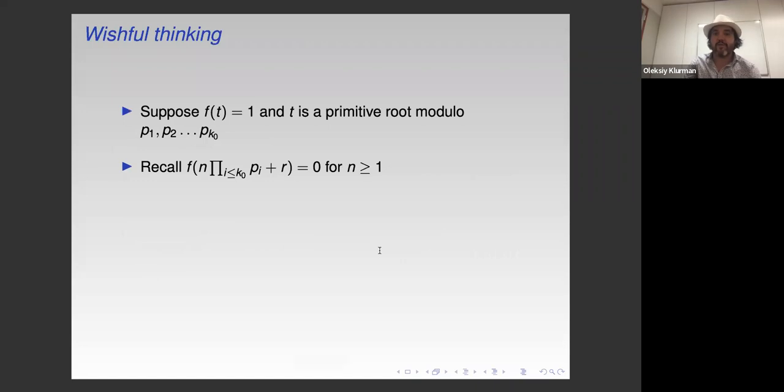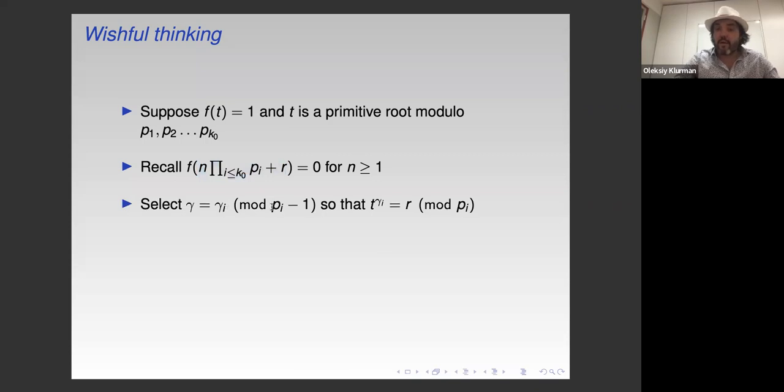So what is the main idea after? So here is the wishful thinking. Suppose I'm given a function f, which vanishes at infinitely many primes and takes values 0 and 1. And suppose that f of t is 1 for some value t, a prime say, and t is a primitive root modulo p1, p2, up to pk. So recall that f is 0 on this progression, which is modulo p1, p2, pk.